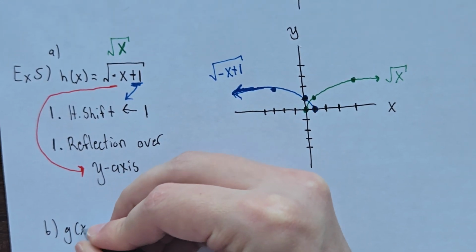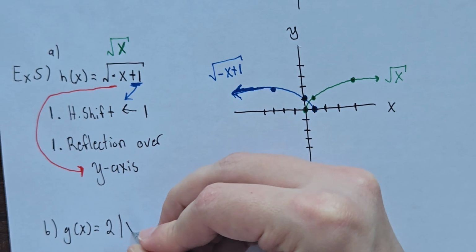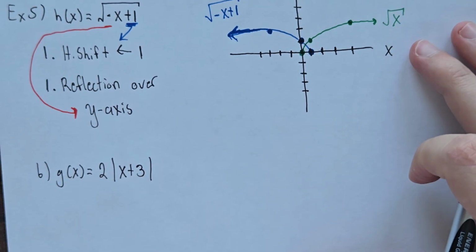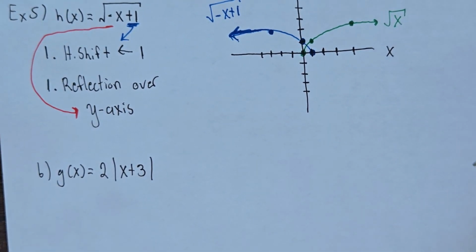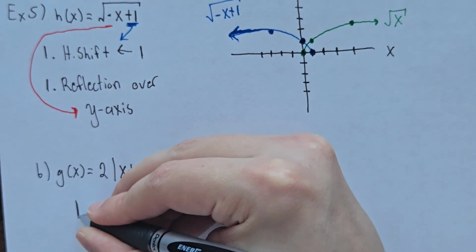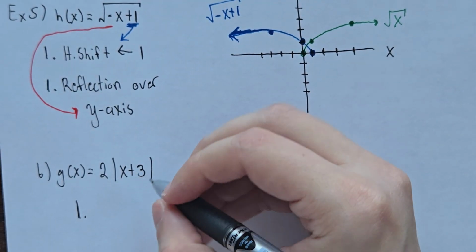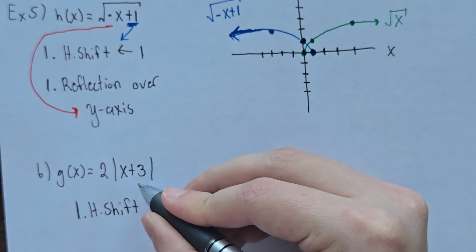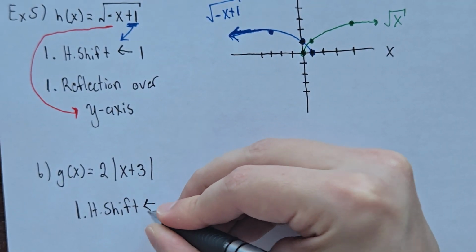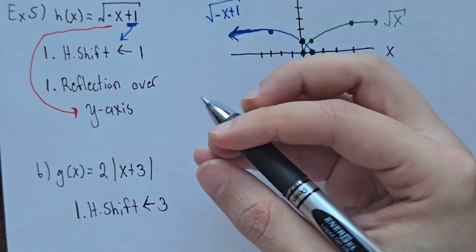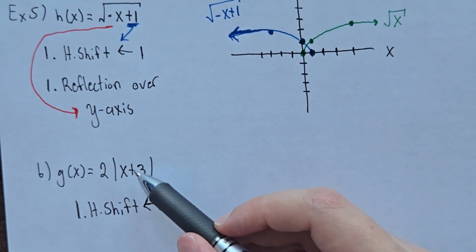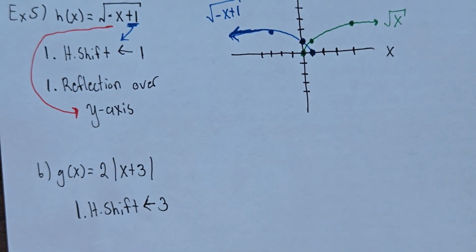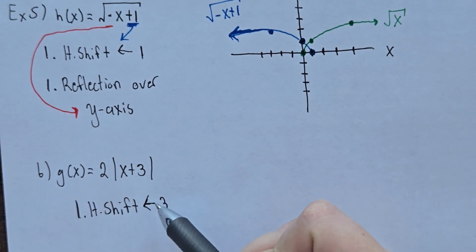This one gives us g of x is equal to 2 times the absolute value of x plus 3. All right? Again, what I would recommend doing is starting out with any transformations that you need to do. First, look for horizontal. It looks like we do have a horizontal transformation. So we'll say horizontal shift by -3. So we need to go left 3. I said -3 here because I'm adding 3 on the inside of the parentheses, it's like I'm subtracting a -3. So that's why I need to move to the left.